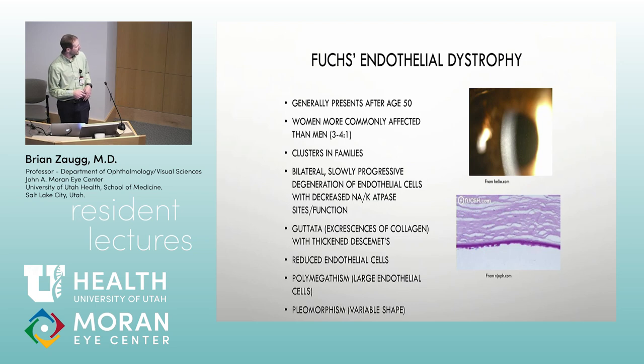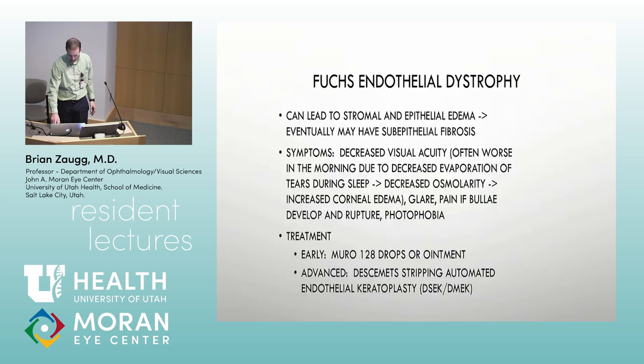So polymegathism can sometimes be the way that it presents, where you've got large cells, or pleomorphism, where the cells are actually different shapes. So sometimes you can get what's called guttata without Fuchs. In that condition, they might see that Descemet membrane is just a little bit thicker on the path slide, or on endothelial cell counts, you might be able to tell that there are weird shapes to the cells.